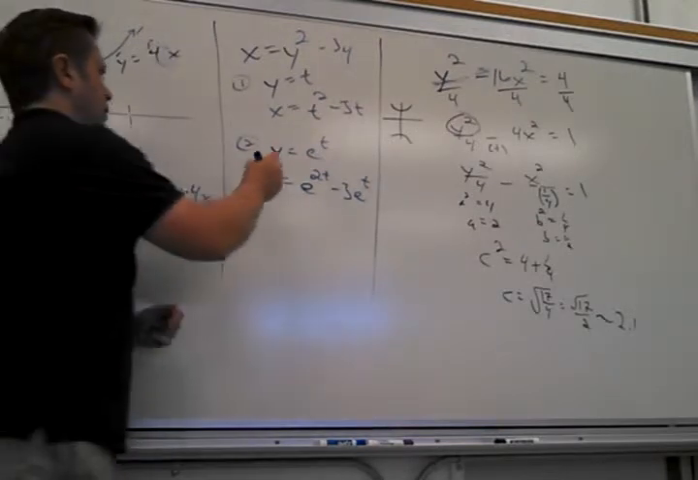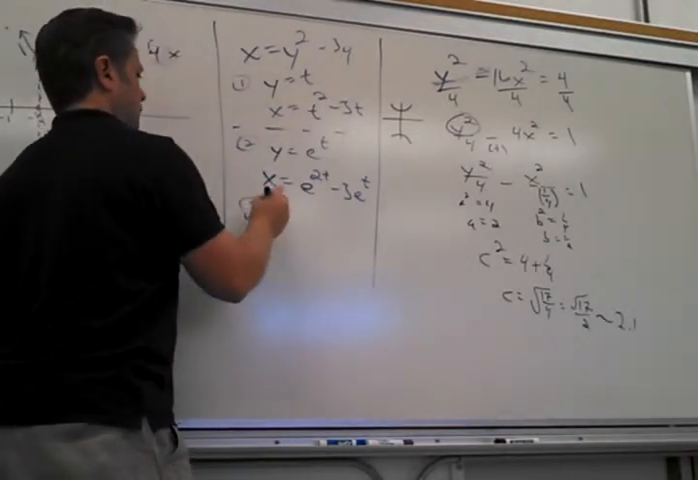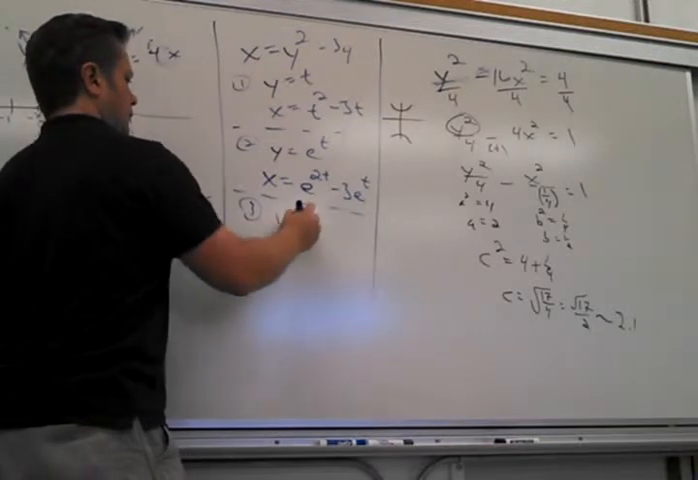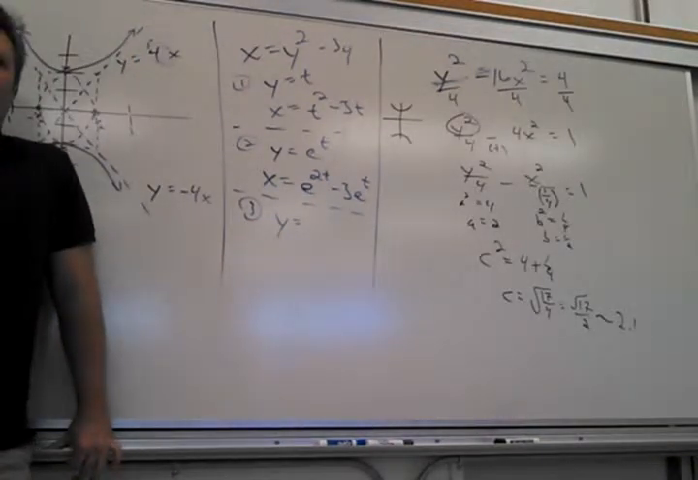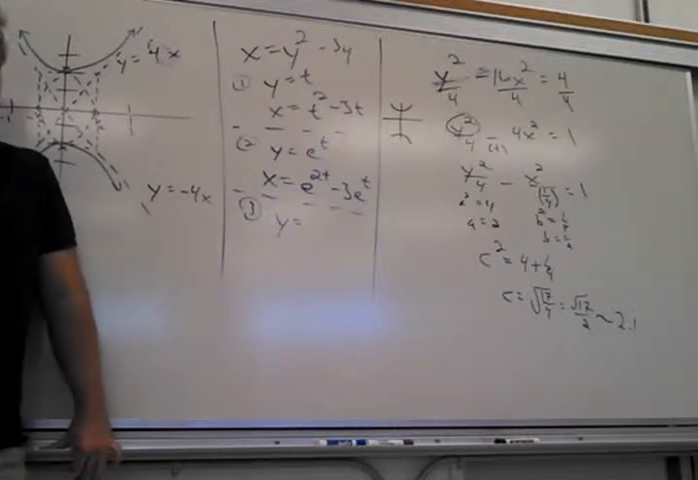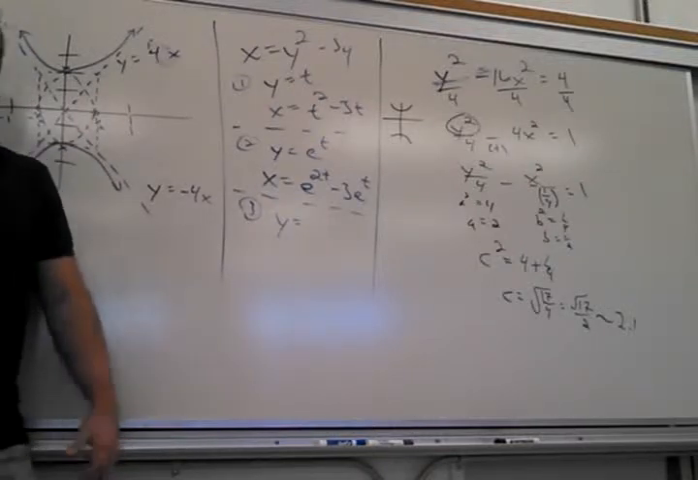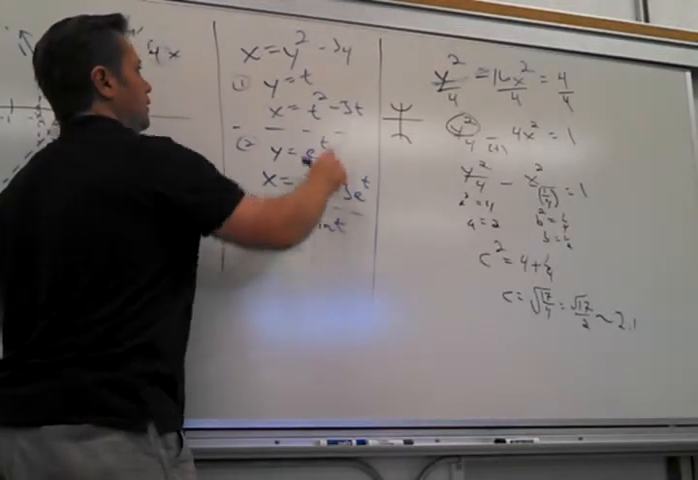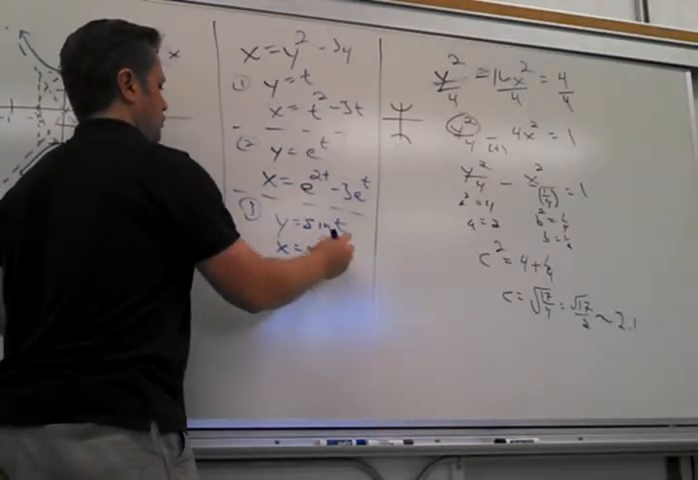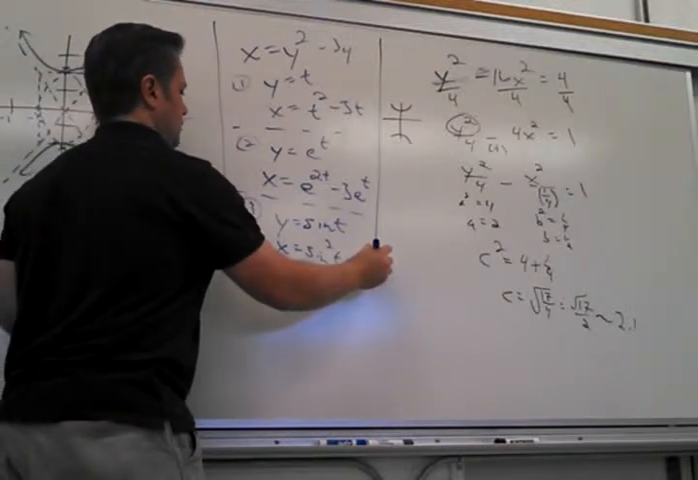Right? Or what's another way you could do it? What's another way you could do it? Alright, sine t. x would be sine squared t minus 3 sine t.